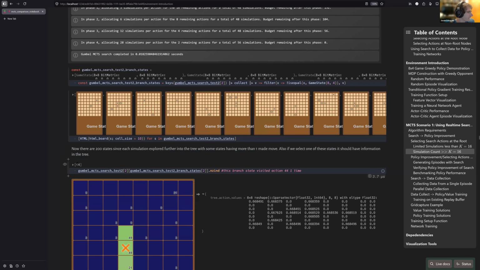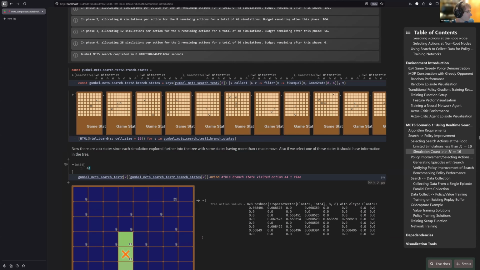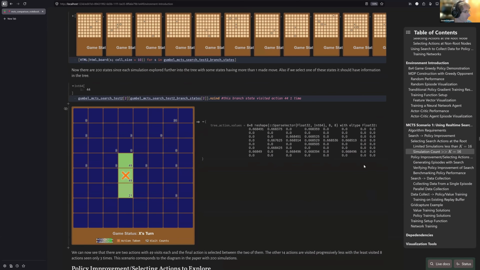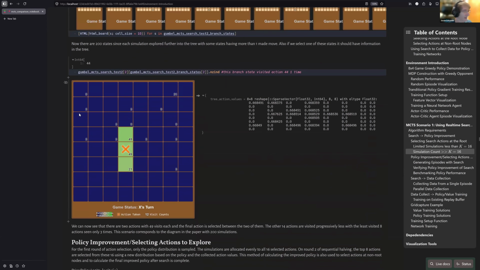And this just means that whatever state this corresponds to, it's actually this state here, once we got to this state in the tree, it also visited action 44. In this case, it was 1 time in the tree. But depending on what state we select, we can see there were visits in those non-root states. Here, I'm just showing the root state, and you can see how the simulations were distributed now.